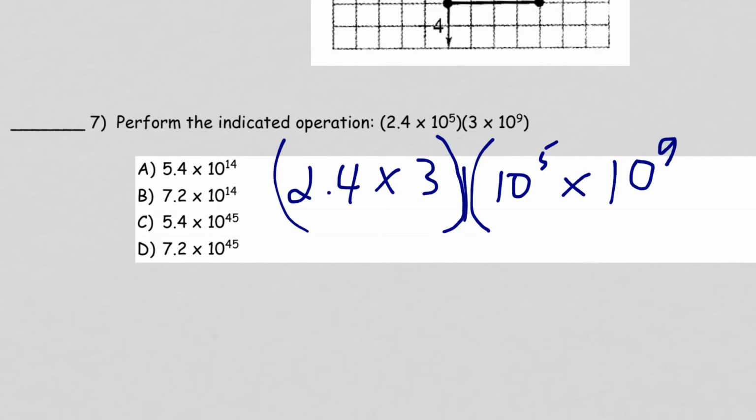And let's see, 2.4 times 3 is going to be 7.2 times, and 10 to the 5th times 10 to the 9th, we're multiplying, same base, so we keep the base, and we add the exponents because now we have 14 tens all multiplied together. So this is going to be choice B.